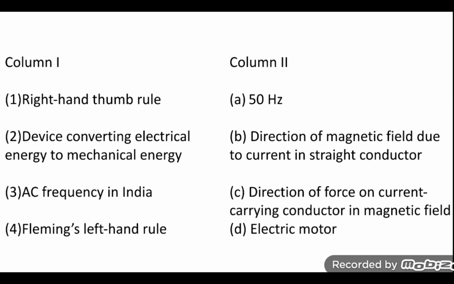Next one, right hand thumb rule, which is used to find the direction of the magnetic field due to current in straight conductor. Device converting electrical energy into mechanical energy. Obviously, it's a motor, electric motor. AC frequency in India, of course, it's 50 Hertz. Fleming's left hand rule, which is used to find the direction of the force on current carrying conductor in magnetic field.